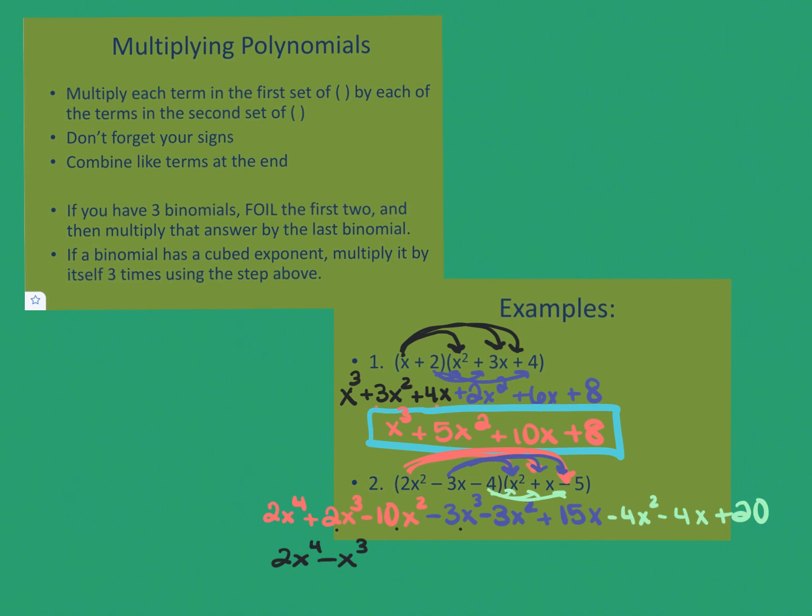Negative 10x squared minus 3x squared minus 4x squared should be negative 17x squared. 15x minus 4x is 11x. And then our constant of 20 has nobody to add with. So I have that final answer. And that is multiplication of all your different polynomials.